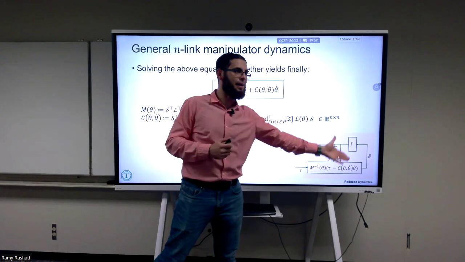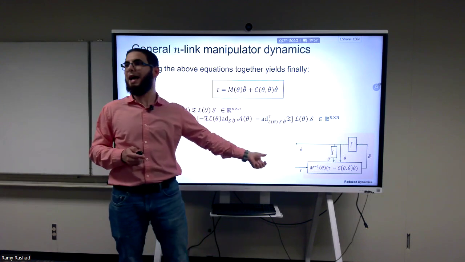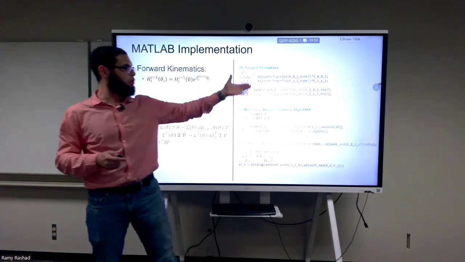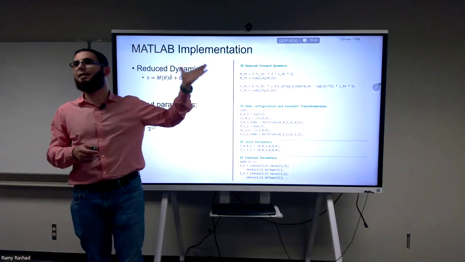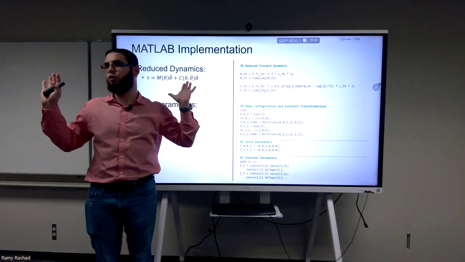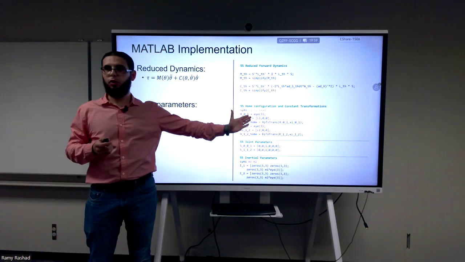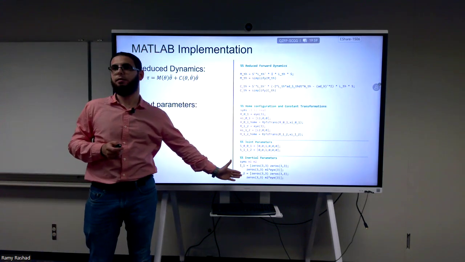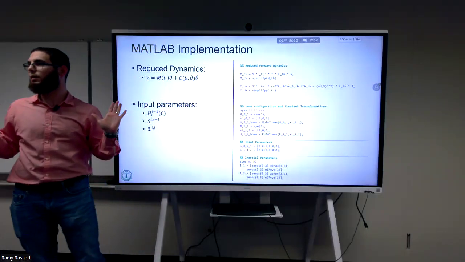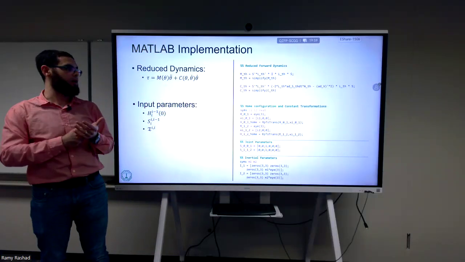If you go to Simulink and implement this, provided that you have what the M is and what the C is, which is what you get from these expressions, you can simulate an n-link manipulator, the one that you wish for. The only thing that you need to provide, as I said, is the home configuration, the joints, and the inertial parameters. So that's all for the simulation and the modeling of an n-link manipulator.